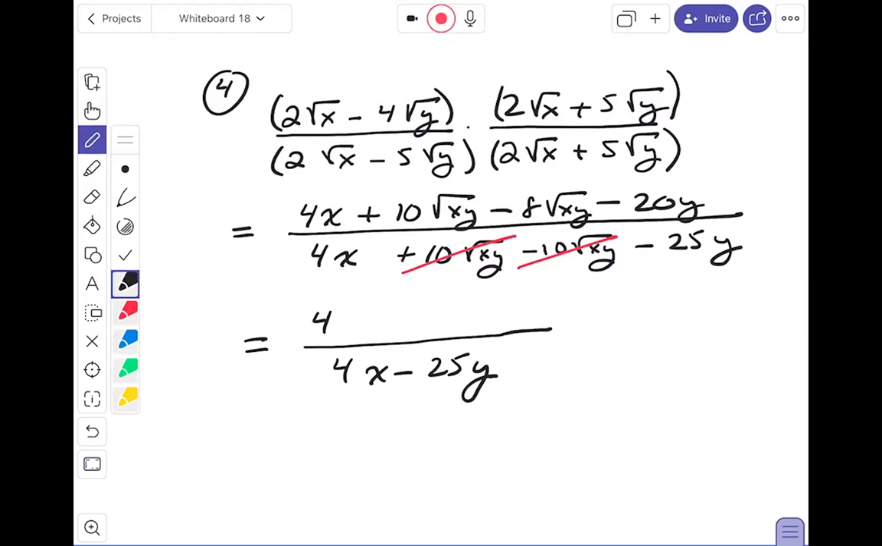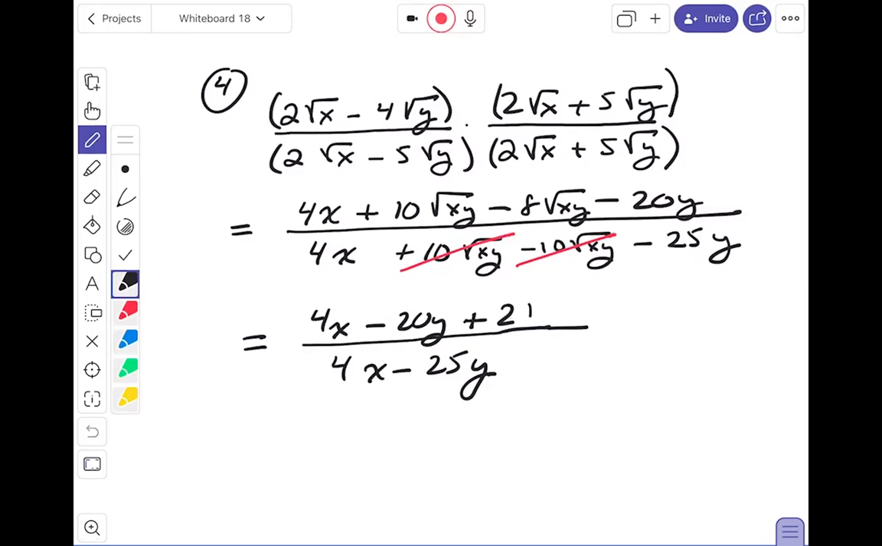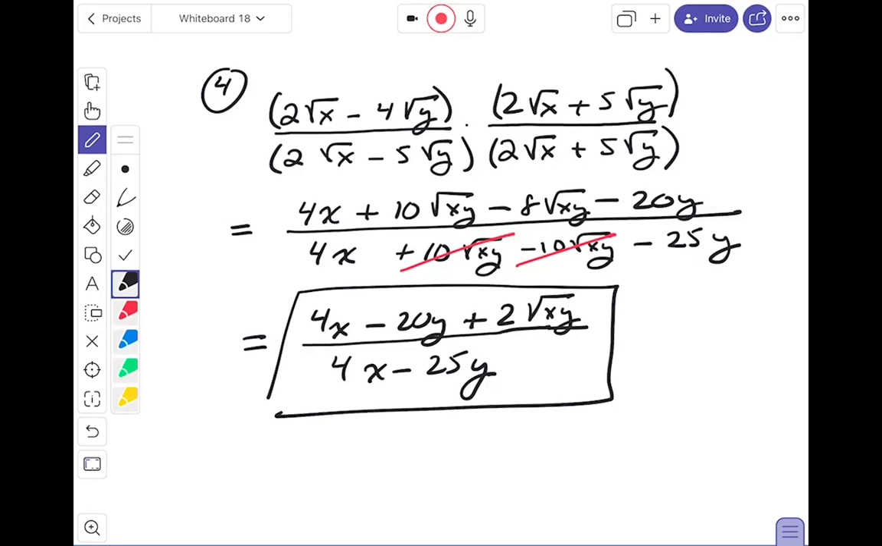I'm going to say 4x minus 20y. I'm going to get those radicals. 10 minus 8. They have identical radical variable part. So that's going to be plus 2 root xy. What am I doing? I'm adding their numerical coefficients together. Let's look at the answer key and see if we got the right answer. All right, so I'm seeing the 4x. I'm seeing the minus 20y. I'm seeing plus 2 root xy. And at the bottom, I'm seeing 4x minus 25y. I'm comfortable. Going to move on to the next question, which is number 5.